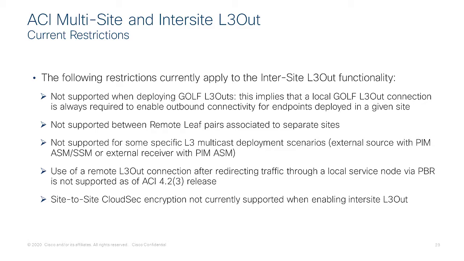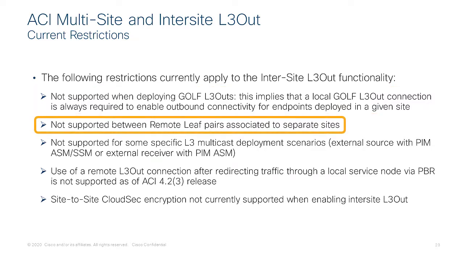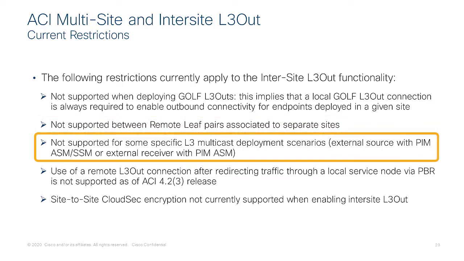Last point I want to cover is some of the restrictions that we currently have with multi-site and inter-site L3Out. First of all, it is only supported with the VRF-lite on border leaf L3Out. So no GOLF, no SR-MPLS. Okay. It is also not supported when I have an endpoint connected to a remote leaf pair associated to site 1, and the L3Out is defined on a remote leaf pair associated to site 2. This traffic flow is not possible. There are also some specific multicast restrictions that will be covered in a different module of the multi-site training.